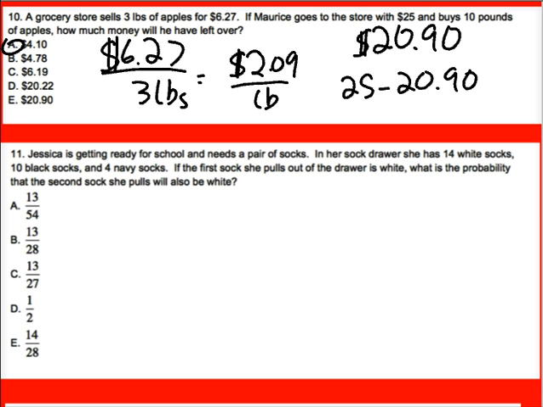Jessica's getting ready for school and needs a pair of socks. In her sock drawer, she has 14 white socks, 10 black socks, and 4 navy socks. If the first sock she pulls out of the drawer is white, what is the probability that the second sock she pulls out will also be white? Well, first we have to look at how many socks she has total. So I'm seeing 28 socks total. Now she's already pulled a sock out of the drawer. So what's the probability the second one will be white? Well, she's down 1 sock now. She only has 27 left to pick from, and she only has 13 white socks left in the drawer. So that's going to be 13 out of 27.